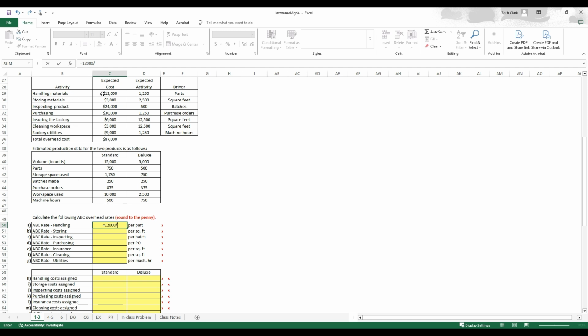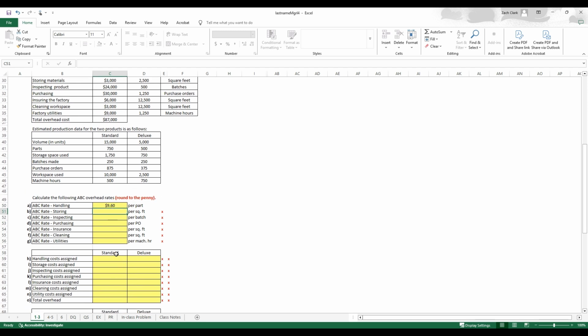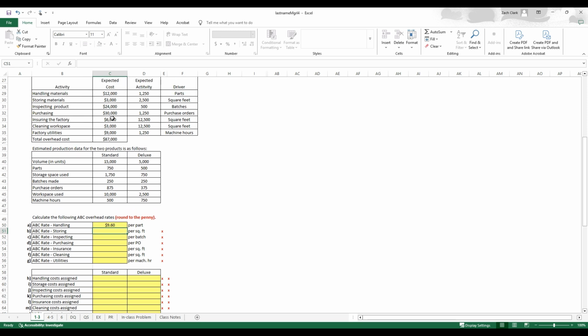And so for handling, we expect a total overhead cost of $12,000, and we want to analyze based on total parts. So we're just basically taking the 12,000 divided by the 1,250 to get us to 9.60 in total. So this is not broken down specifically by standard or by the two different types of products. We're just looking to say, okay, how much overhead are we going to apply based on these factors?